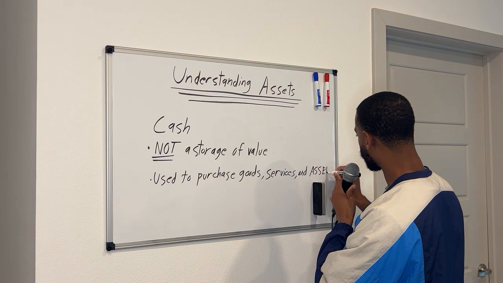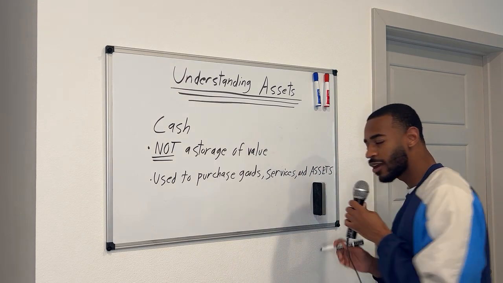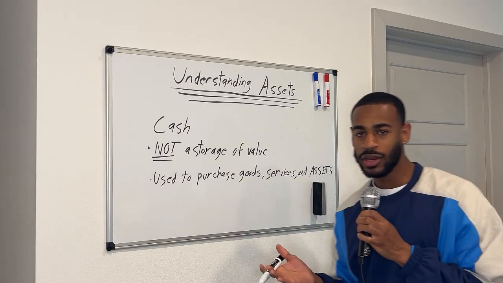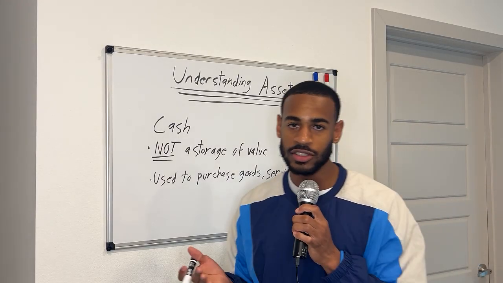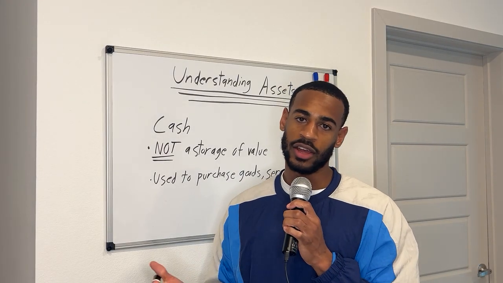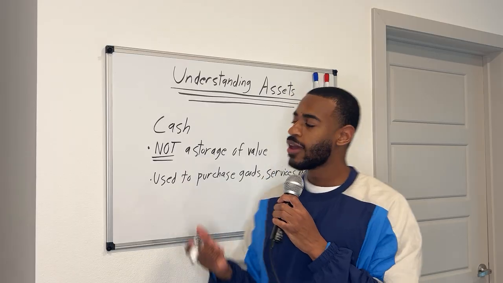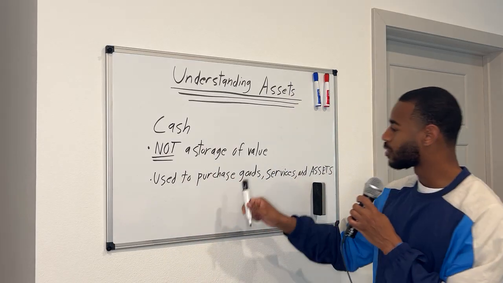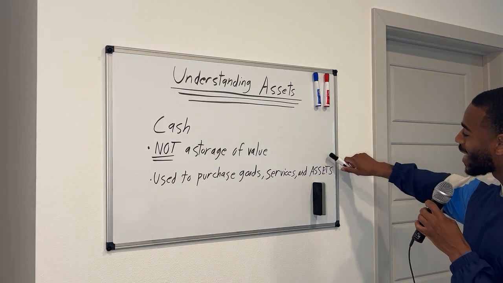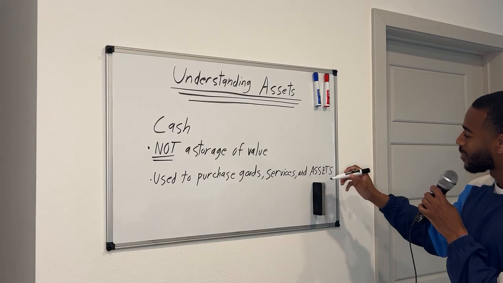Please never forget that. So if you see somebody flexing with a stack of cash, they're showing that they got X amount of $1,000 in their bank account. They're not flexing for real. It's not the flex they think it is, right? Cash is just used to purchase goods, services, and other assets, right?